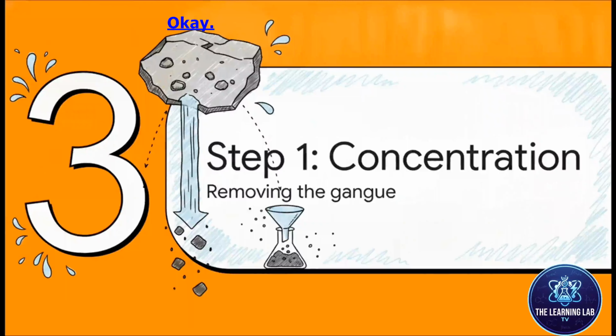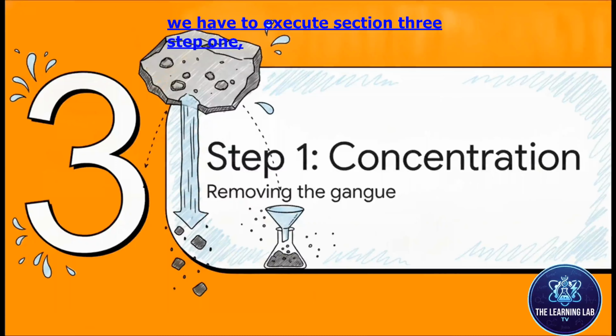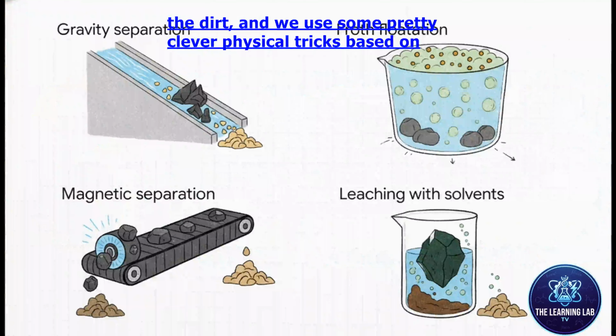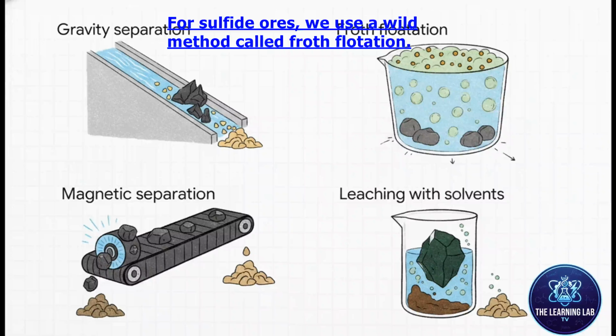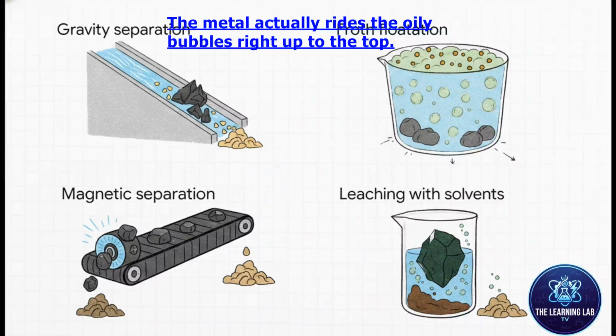Okay, so before any of that complex chemistry kicks off, we have to execute Section 3, Step 1, concentration. This is all about removing the gangue, the dirt, and we use some pretty clever physical tricks based on the rock's properties. If the ore is heavy, we literally just use gravity and a stream of water to wash the lighter dirt away. For sulfide ores, we use a wild method called froth flotation. We crush the ore, mix it with water and pine oil, and blow air through it. The metal actually rides the oily bubbles right up to the top.